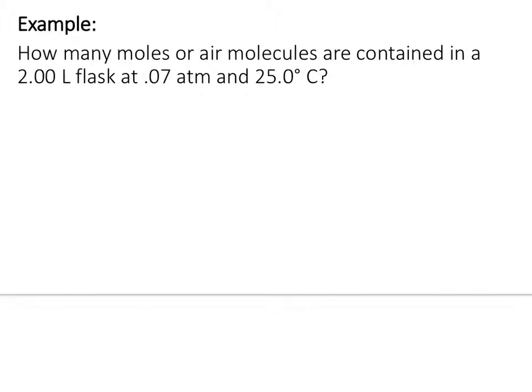Okay, so let's try this. How many moles of air molecules are contained in a 2-liter flask at 0.07 atm and 25 degrees Celsius? Anytime you see these measurements dealing with a gas and they're not saying something like, we changed the temperature, or we changed the pressure, or we increased the volume, if they're basically just saying that at some point in time this was true, you're using PV=nRT. Step 1, write PV=nRT.